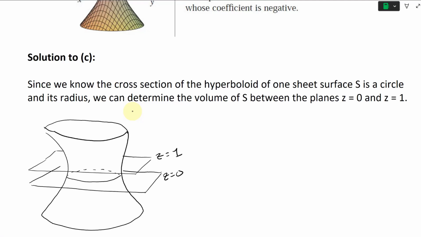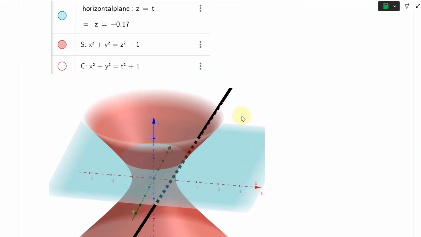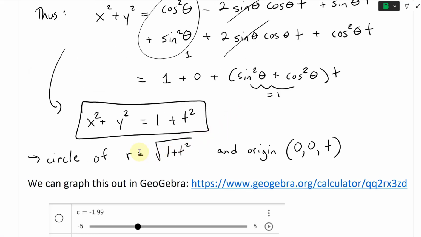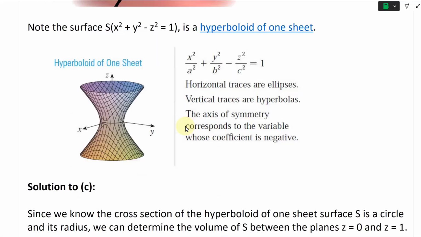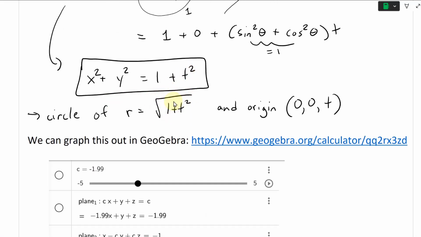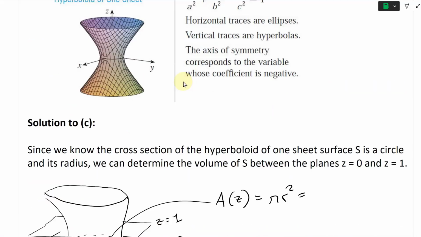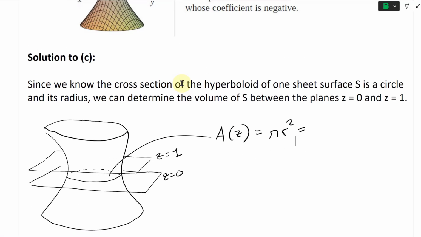That's just area is pi r squared, and then we just take an infinitely small thickness. We don't even need to draw it. I'll just write this here as we know this area, A at z, is equal to pi r squared, and we know r squared is just equal to, if you scroll all the way back here, right here, r squared is just equal to 1 plus t squared. But that's at z equals t. But in general, it's just going to be 1 plus z squared. So this is going to be pi times (1 plus z squared).